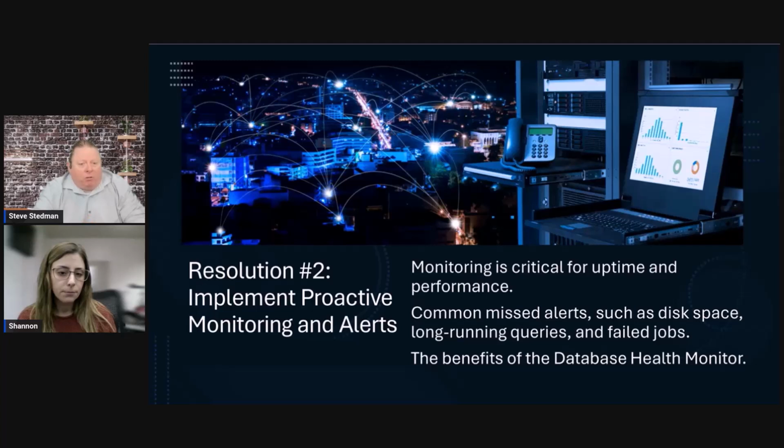Another important one is failed jobs, whether it comes to be backups like we talked about in the previous resolution, or CheckDB or maintenance jobs. Those are all important things to the overall health and performance of your system, and you want to know if they're working or not.